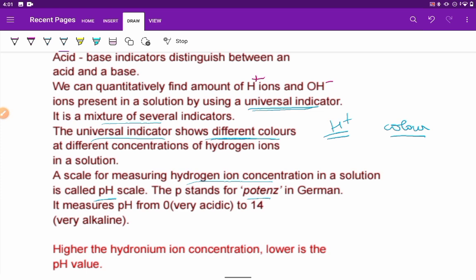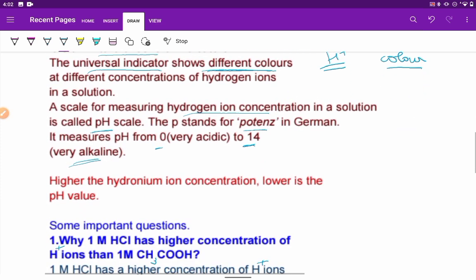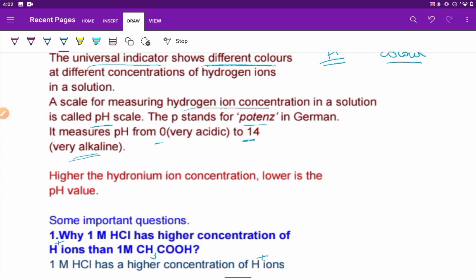Now in this scale, the pH can be measured from 0 up to 14. 0 means very acidic, 14 means strongly alkaline. So lower the value of pH, more acidic the solution will be. Higher the value of pH towards 14, more alkaline the solution is. Higher the hydronium ion concentration, lower is the pH value. We have already seen that H plus ion cannot exist independently. It requires a water molecule. In my previous video, I have discussed that.